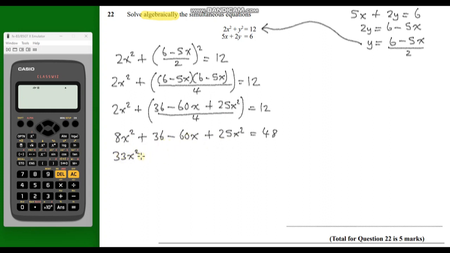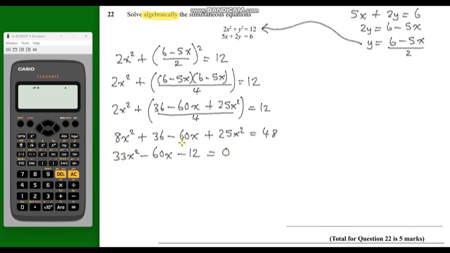And then we've just got minus 60x. And now if we get rid of this 48, put it on the left hand side, so we'd be left with 0, we need to subtract 48 from both sides. So 36 minus 48, that will be negative 12, and that equals 0. Now I don't think I can simplify this anymore, but it is in a nice format that we can solve.